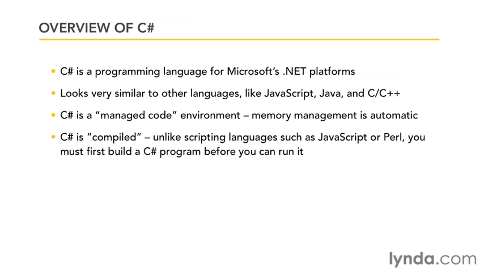C Sharp is a compiled language. Unlike some other languages you may be familiar with, like JavaScript or Perl, you must first build a C Sharp program before you can run it. And this step is called compiling the application.